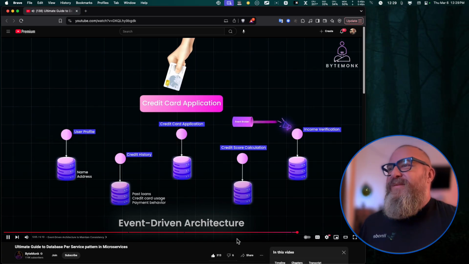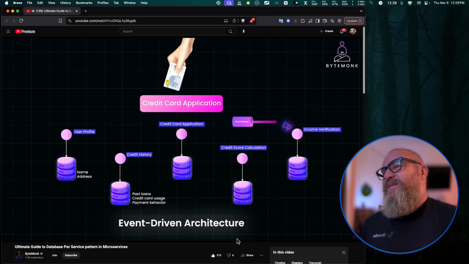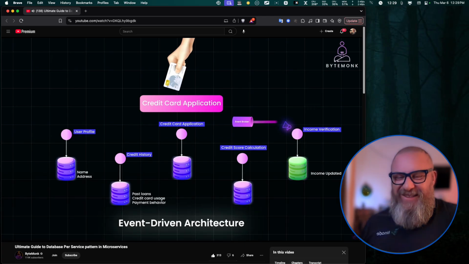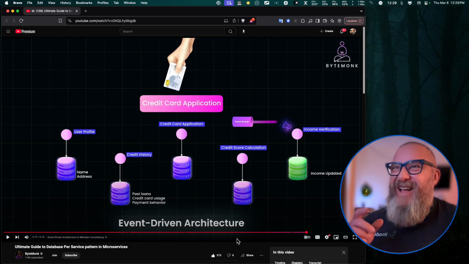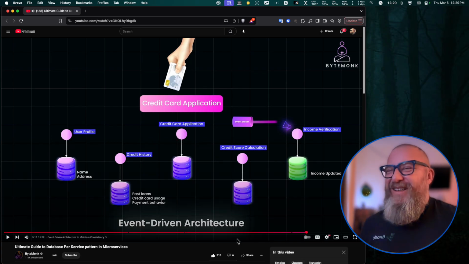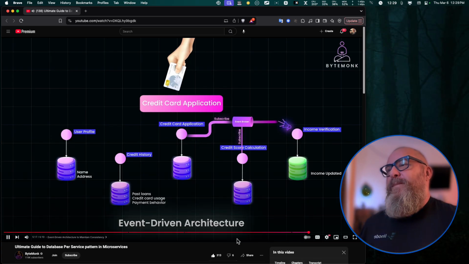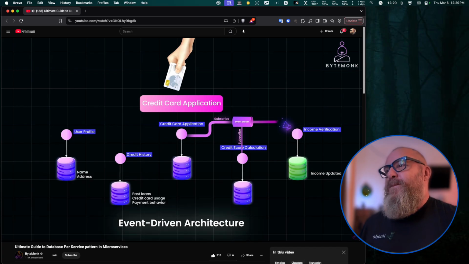Change occurs, like an update to income or credit history, publish an event. For example, the income verification service can emit an income updated event. He's telling me in detail what I just told you. Let's keep going. The credit score calculation service can subscribe to this event and perform necessary actions. This decoupled communication ensures that the data changes are propagated efficiently and reliably across the system.